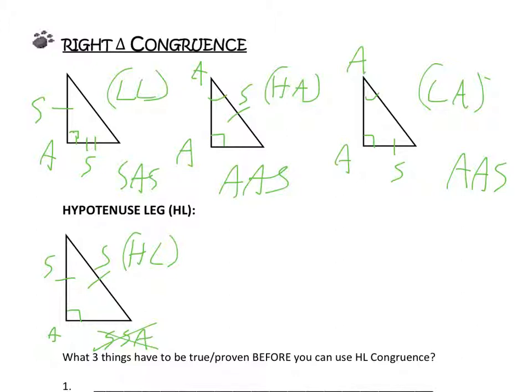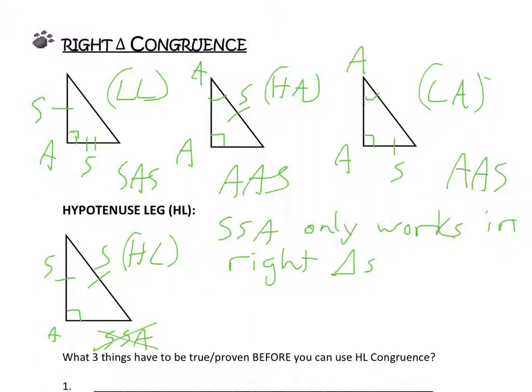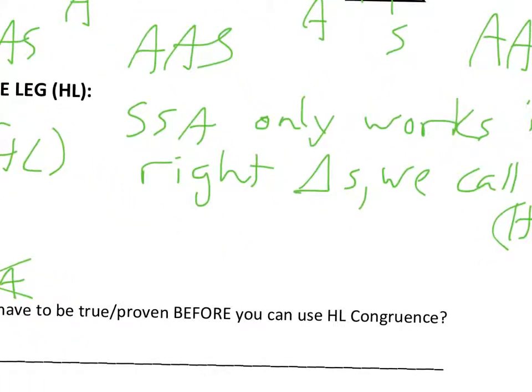So what we have is side, side, angle only works in right triangles, and we call it HL, hypotenuse leg. And I'll zoom in and kind of write the term for that.